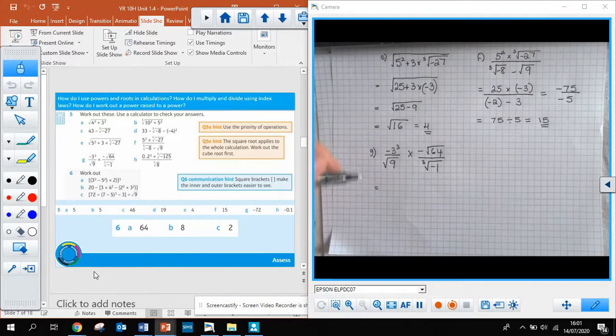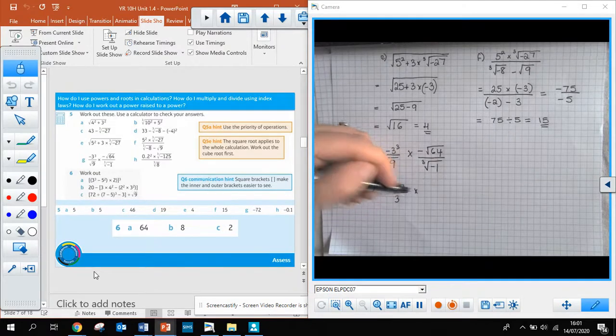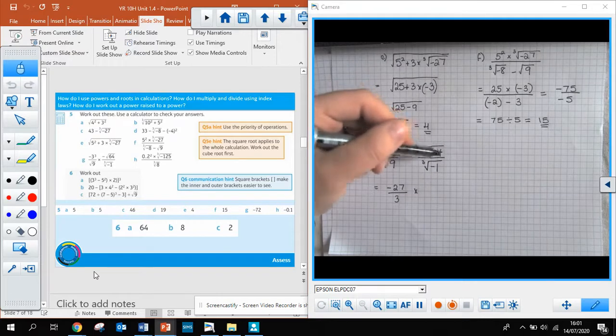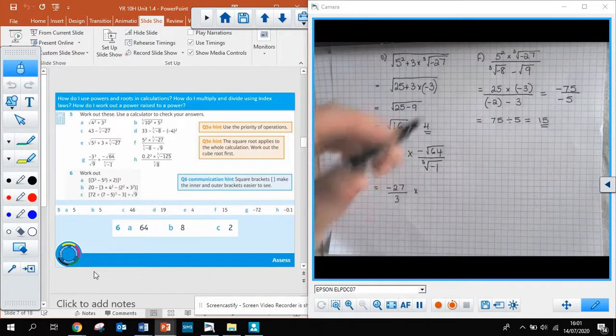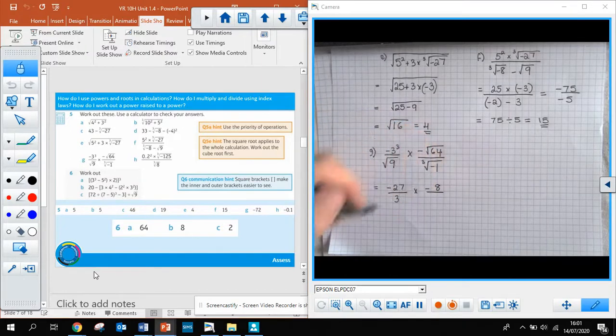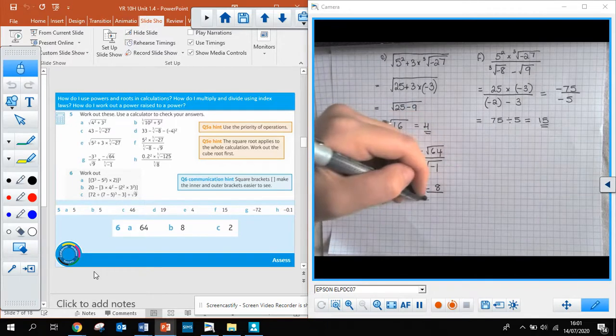Negative 3 cubed, so minus 3 times minus 3 times minus 3 is minus 27, all over the square root of 9, which is 3, multiplied by minus the square root of 64. Well, the square root of 64 is 8, so that's minus 8, over the cube root of negative 1, which is negative 1.